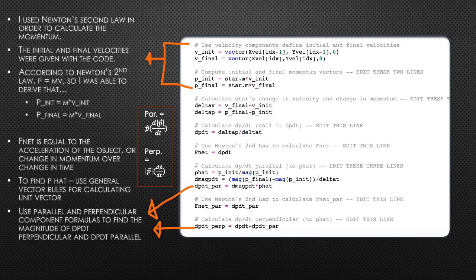I used the formulas that you can see on the screen, that the parallel component is equal to p hat times d magnitude p over dt, and the perpendicular component is the magnitude of p multiplied by d p hat dt, in order to calculate the parallel and perpendicular components of net force. These signify the change of curving motion, with dp dt perpendicular being the change in curving motion, and the change in speed with dp dt parallel.